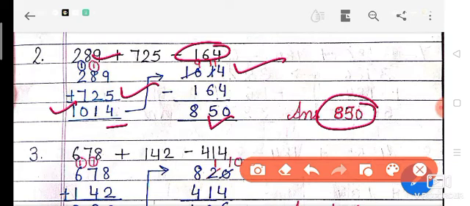See, 9 plus 5, 14. 4 down 1 will be carry, 8 plus 2, 10 plus 1, 11, 7 plus 2, 9 plus 1, 10. And here minus 164 you have to do. So 4 minus 4, 0. 1 minus 6 we cannot do, make it 11. 11 minus 6, 5. Left with 9. Okay. So 9 minus 1 is 8.